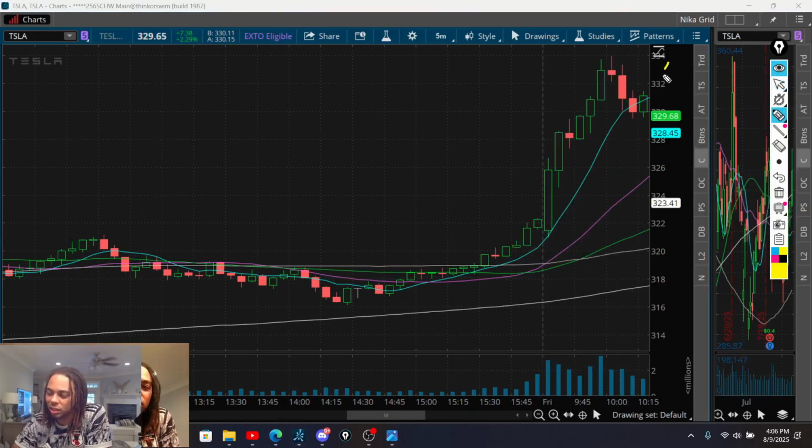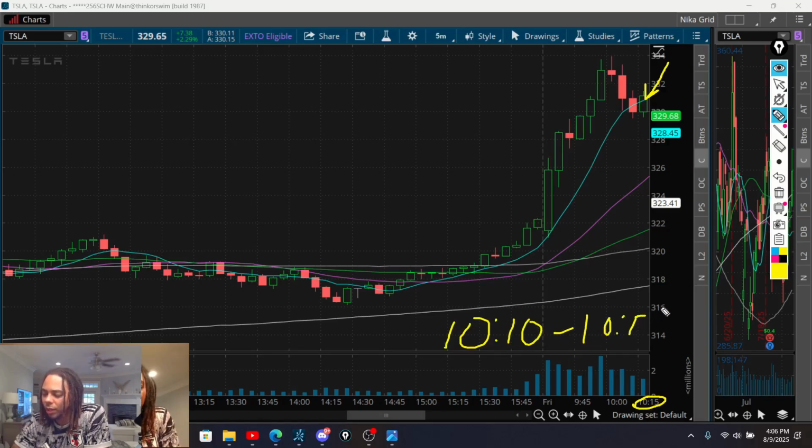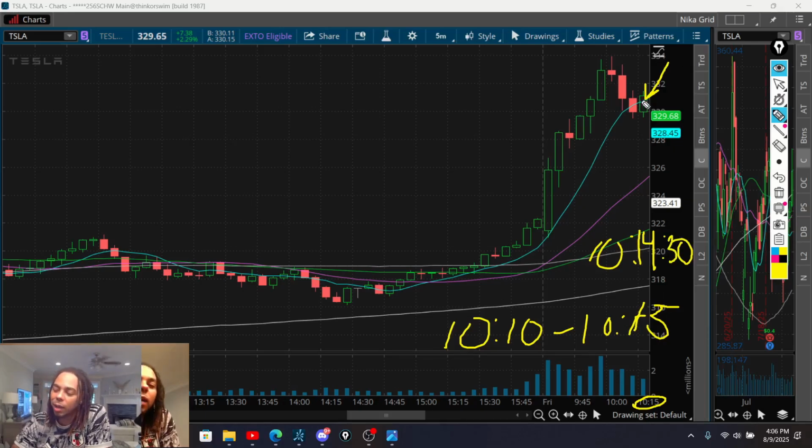Boom. As soon as this candle finishes, this is the 10:15 candle, so the 10:10 to 10:15. That means in the last 30 seconds of this candle, I'm looking to buy and get into Tesla.